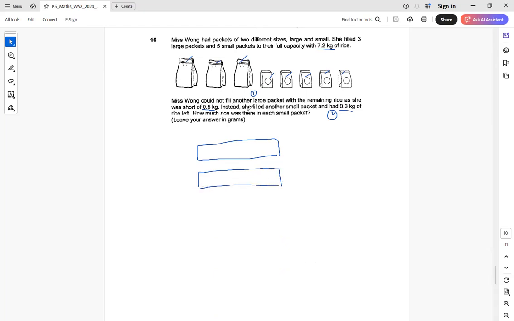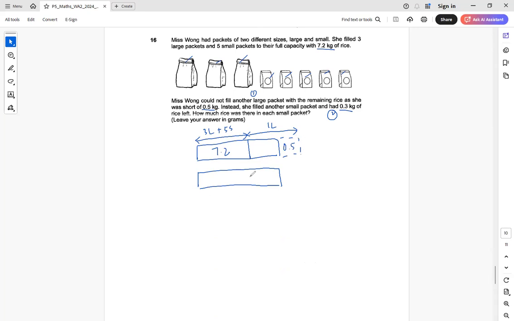So in both, she's able to fill up the 3 large packets and the 5 small packets. But in the first scenario, let me write down, this one is for 3 large and 5 small is 7.2. She could not fill another large packet with the remaining rice as she was short of 0.5 kg. So in order to fill another large packet, this is one large, she still needs another 0.5. That's why I added another 0.5.